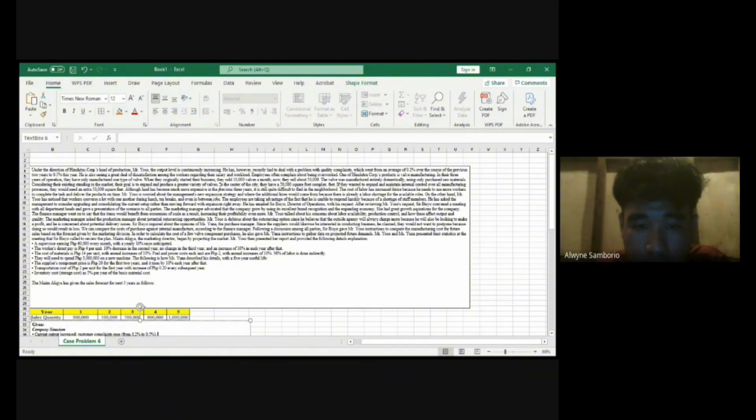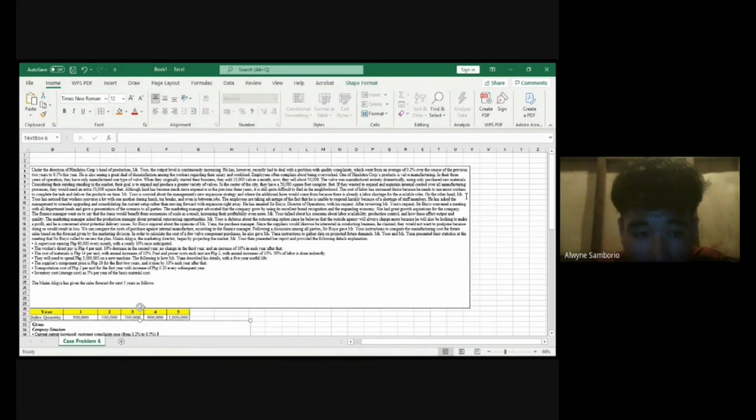In the center of the city, they have a 50,000 square foot complex. They want to expand and maintain internal control over the manufacturing process. They would need an extra 50,000 square feet. Although land has become much more expensive in the previous 3 years, it's still quite difficult to find in the neighborhood. The cost of labor has tripled because they need more workers to complete the task and deliver the products on time. Mr. Yuso is worried about the expansion strategy and where the additional hires would come from, because there is already a labor shortage for the available roles.